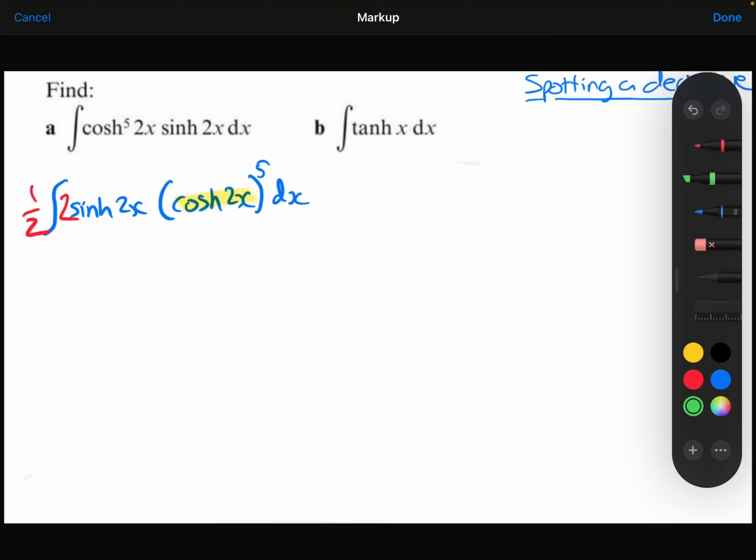Now, this is the derivative of the cosh 2x, so I can ignore that completely. I can add 1 to the power, so I'll get cosh 2x to the power 6 now, and then divide by that new power, so divide by 6. And there we go.